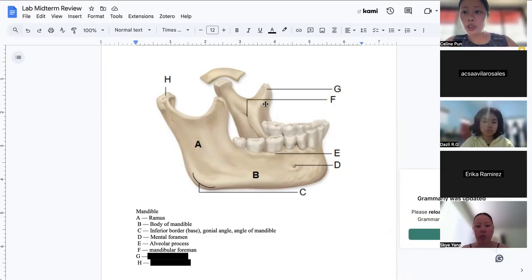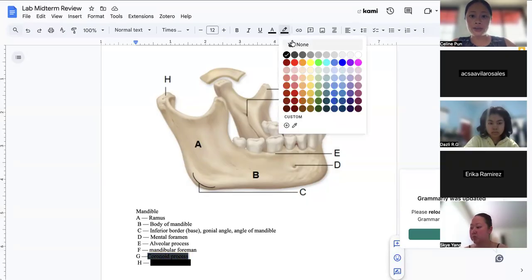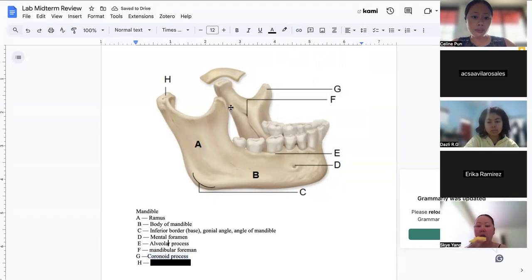G is this protrusion. What is G called? Coronoid process. It looks like a crown-like process. These bits right here, a lot of times people can get really stressed if the jaw gets displaced or if you hear cracking in the jaw, it's called TMJ. That basically means it gets popped in and out of the coronoid process.